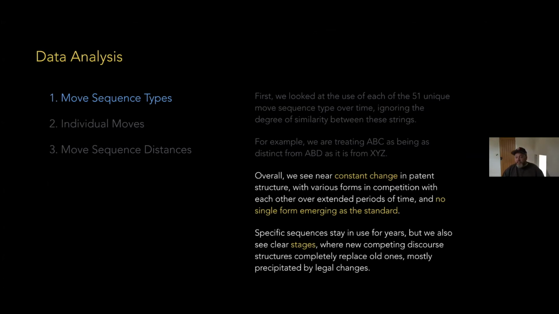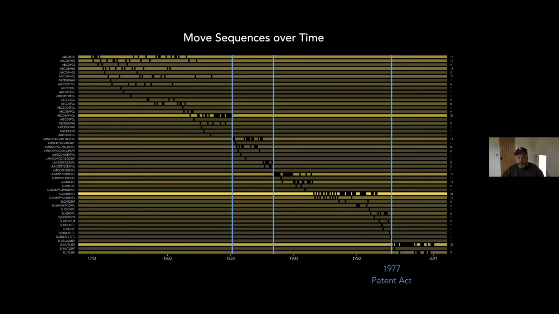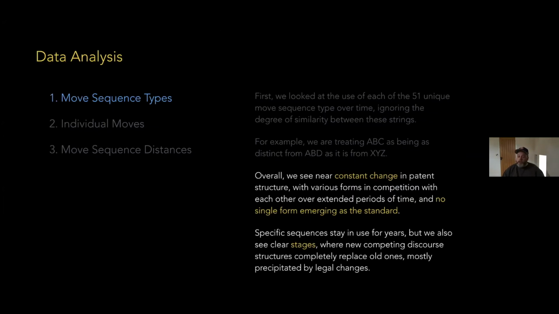And then the other thing we find here is that specific sequences will stay in use for years. You can see that, right? Some of these sequences are in there for over 100 years or at least 50 years. But we also see clear stages, and what happens there is that new competing discourse structures come in and they completely replace the old ones. And this seems to be mostly precipitated by legal changes. The gradual change and the competition doesn't seem to be as much directly precipitated by legal changes, but these big hard borders do.